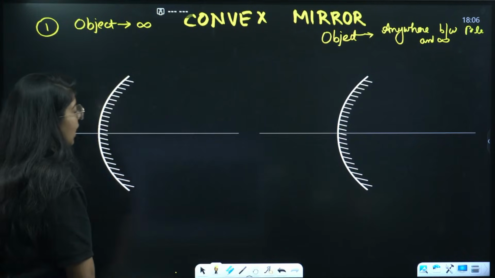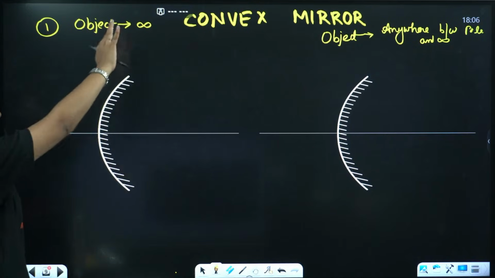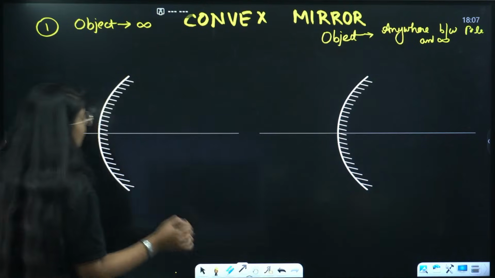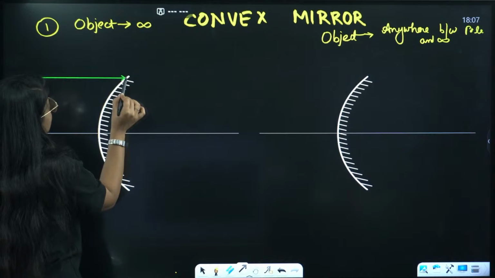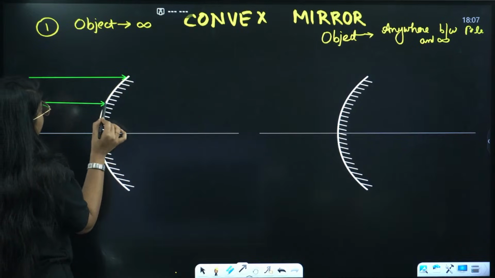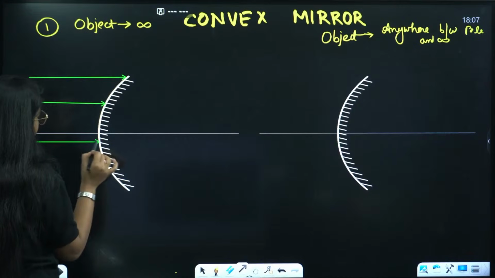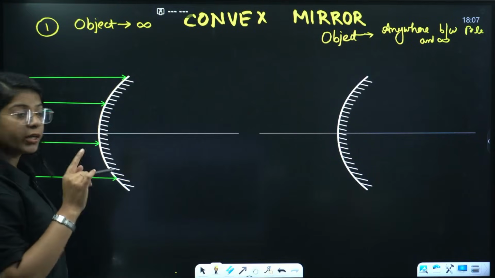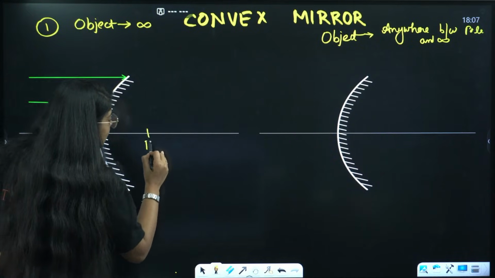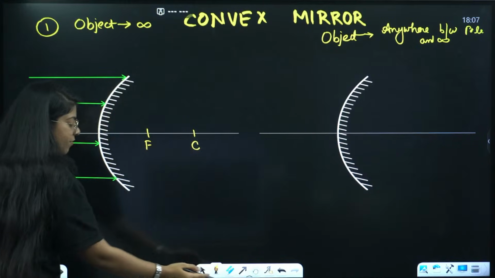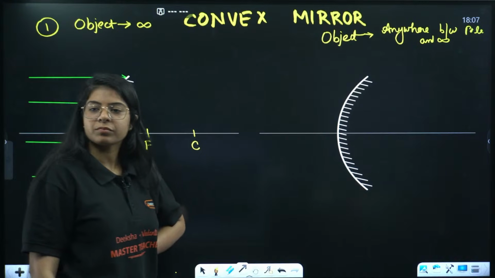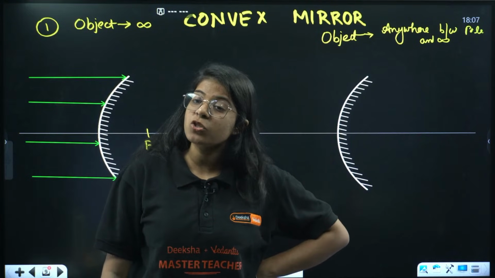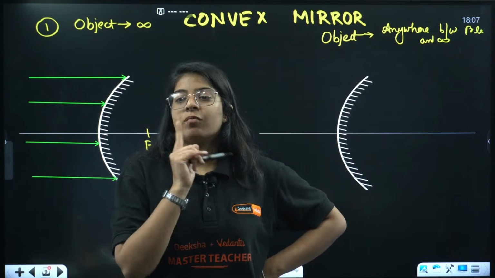Okay, now let's see our first case, that the object is at infinity. When the object is at infinity, the rays will come parallel to the principal axis. These are the rays coming parallel to the principal axis. Now where is the focus of this mirror? Very important thing: the focus is on the other side of the mirror. Everyone understood? In this case, the object is placed at infinity and the image is formed at F. It is diminished, and the image will be virtual, erect and convex. Very good. Now it is correct, Seema.